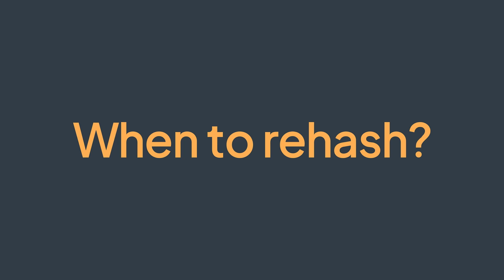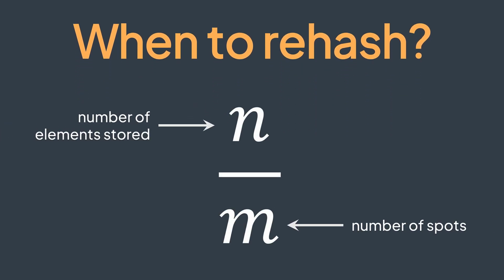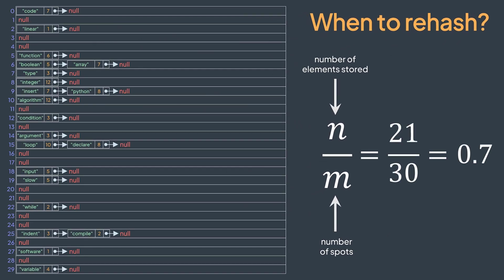An important measure to take into consideration is how full our hash table is. We can, for example, calculate it with the ratio n divided by m, where n is the number of inserted elements and m the number of slots. For example, here n is 21 and m is 30, so we get a ratio of 0.7.